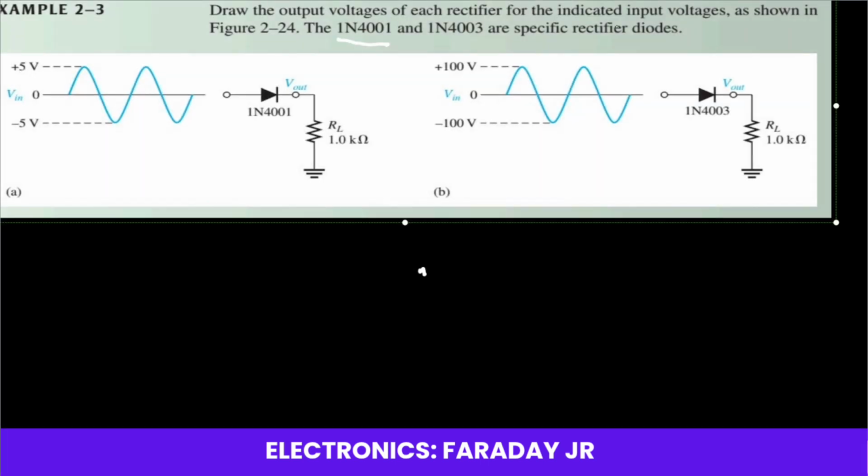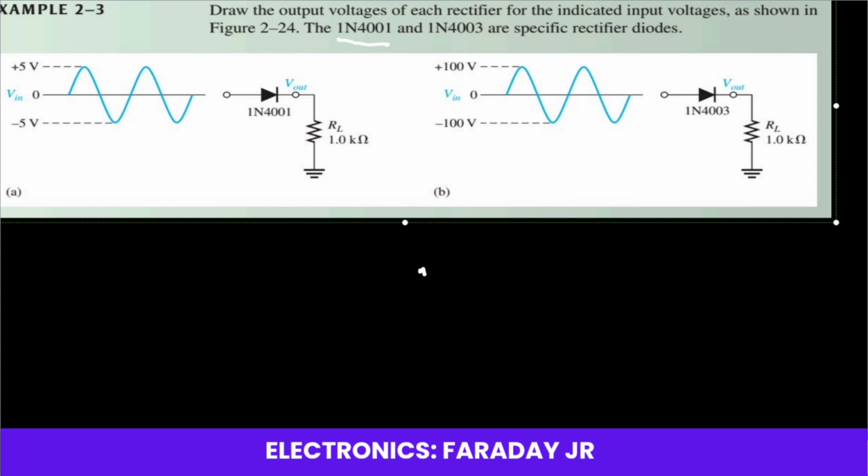So we are to draw the output voltage of each rectifier for the indicated input voltages, right? We have an input voltage having a peak value of 5 volts for the maximum and the minimum, like that. We have two main diodes: one 1N4001 and one 1N4003 for this.